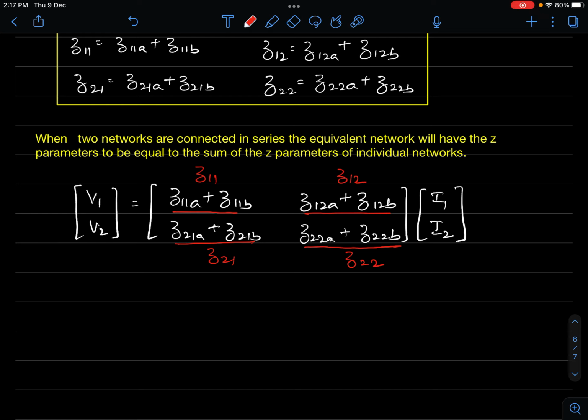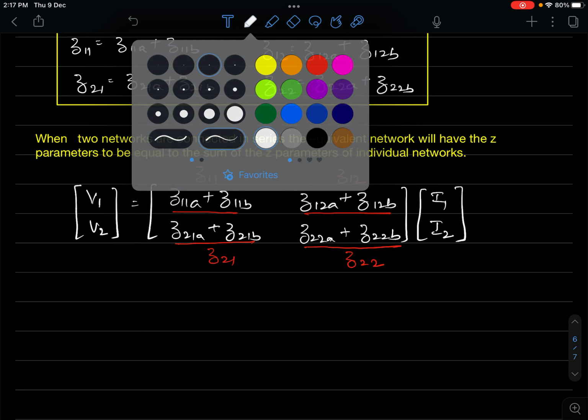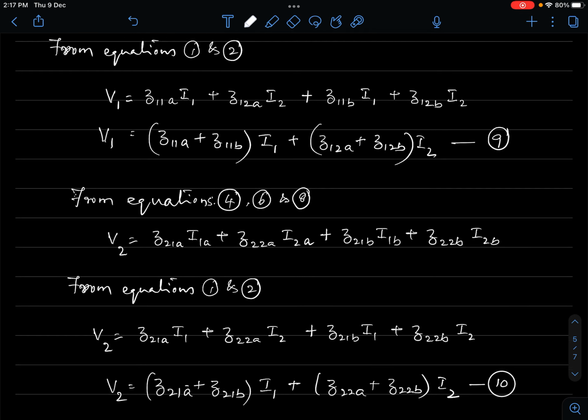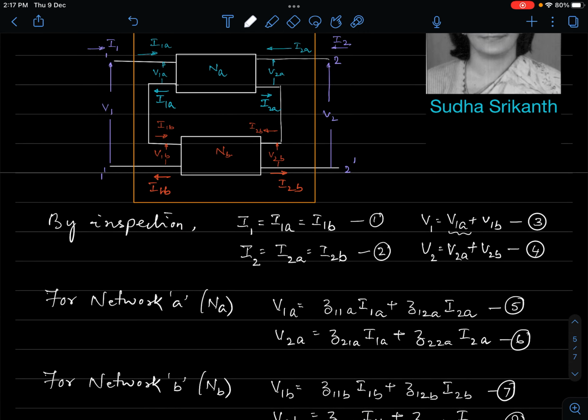So it is easy for us to determine the Z parameters of the resultant network whenever we have two networks in series, and if we want any other parameters, we know the interrelationships: how one parameter can be expressed in terms of other parameters and vice versa. That is the overall understanding of this derivation. I suppose this derivation is clear.